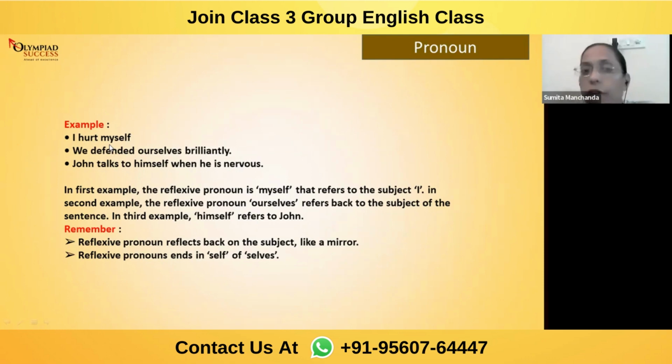In the first example, the reflexive pronoun is myself, which refers to the subject I. In the second example, the reflexive pronoun is ourselves, which refers back to the subject. And in the third sentence, himself refers to John. So John is the subject there. So always remember, whenever you come across a reflexive pronoun, the action is done by the subject itself only, and you will use the word self.